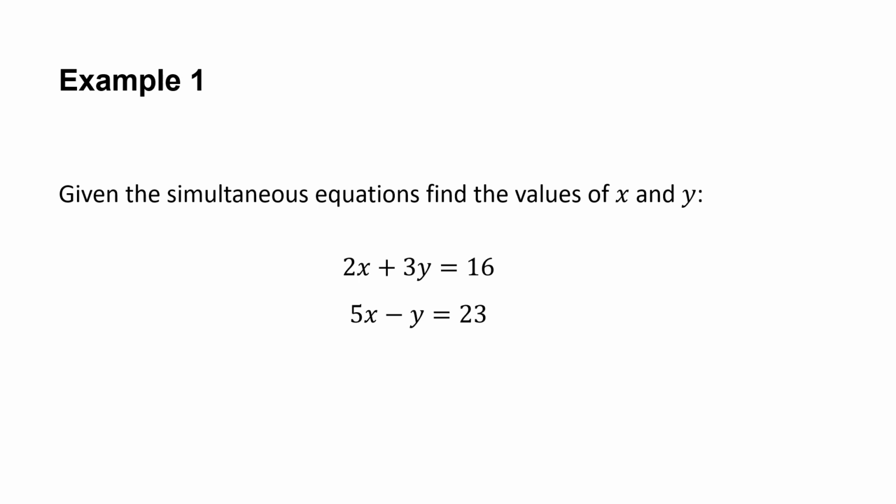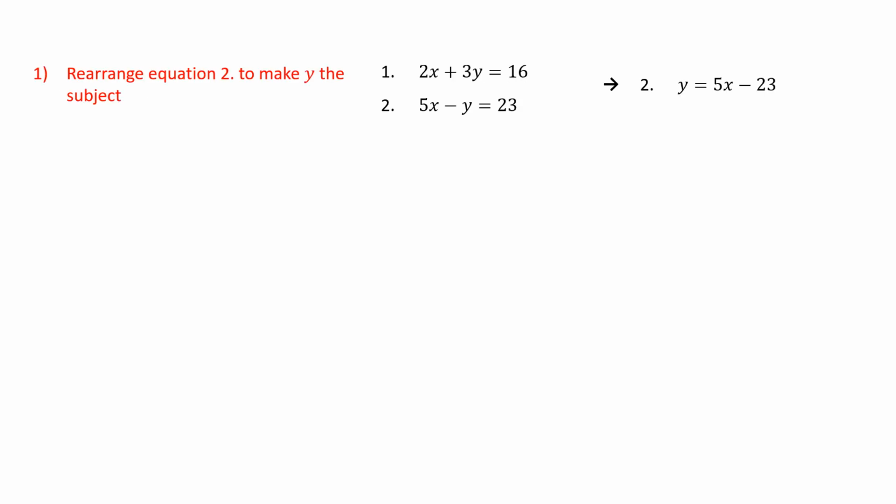So here we have 2x plus 3y equals 16 and 5x minus y equals 23. So we write out our two equations. We need to pick one of these equations and rewrite it in terms of one of the variables. So here I've taken equation 2 and I'm going to rewrite it in terms of y.